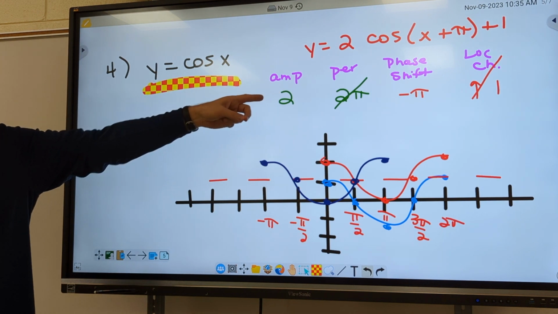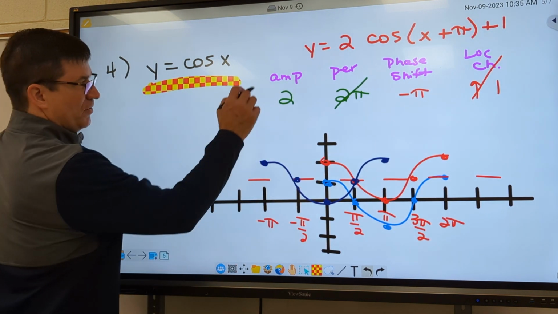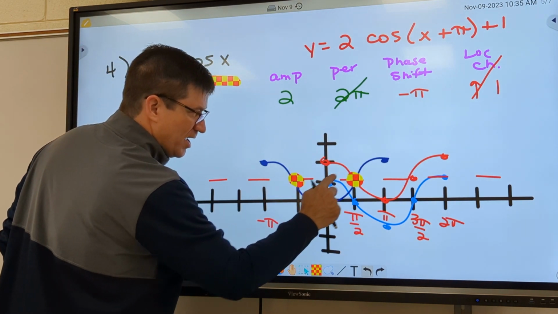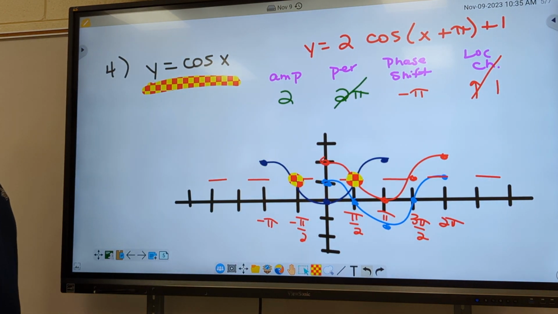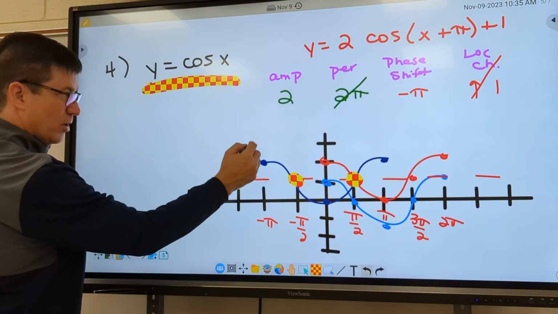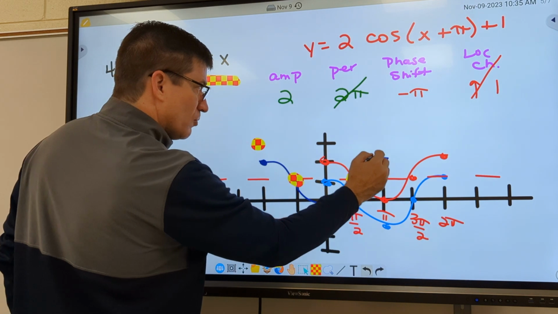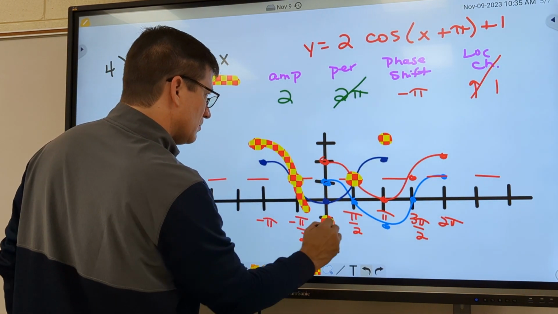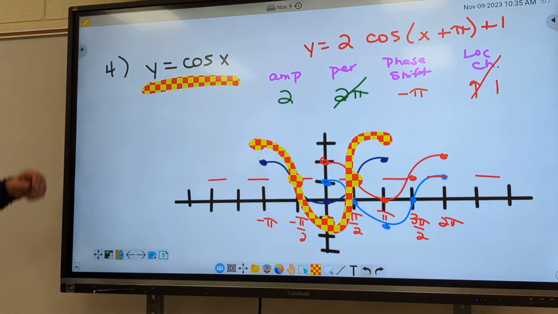Last thing is the amplitude. Remember, on the amplitude, any point on the x-axis stays on the x-axis. You do not move it. I'm going to count now to 2 from the dotted line. 1, 2. 1, 2. 1, 2. There you go.